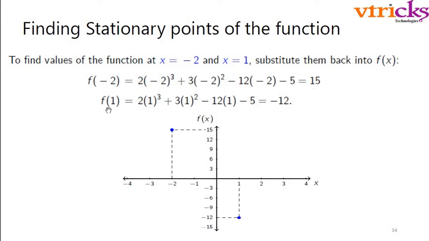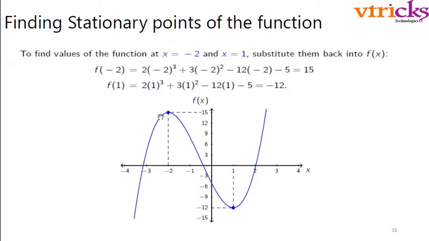Likewise, at x equal to 1, f of 1 is 2 into 1^3 + 3 into 1^2 - 12 into 1 - 5, which gives me -12. So now for x = -2, f of -2 is 15. So I can mark this point. You can see it here. For x = -2, I have marked y is 15. Likewise, for x = 1, we have marked y is -12. Now we'll bring back the curve on this picture.